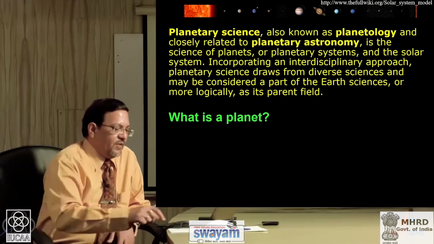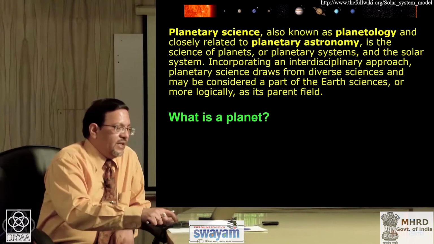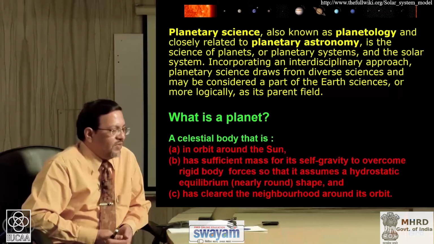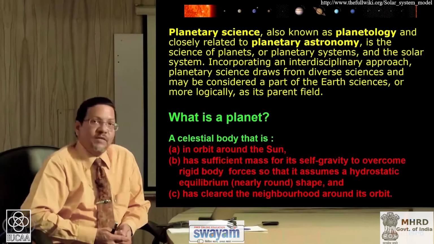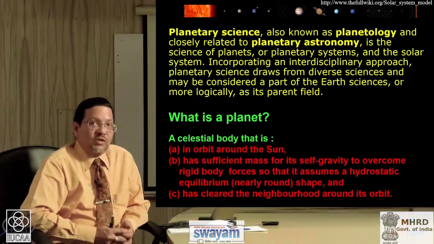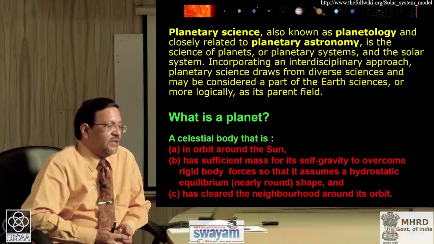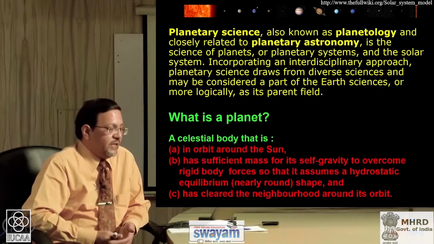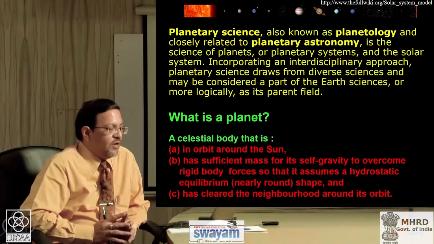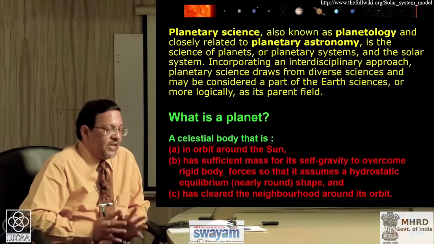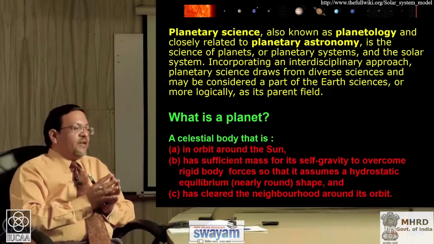Now, what do we call a planet, or how do we define a planet? A planet is a celestial body which needs to fulfill 3 conditions. First, it has to go around the sun. Many of these bodies in the solar system actually go around the sun other than the natural satellites. The second one is that a planet should have sufficient mass for its self gravity to overcome the rigid body forces, which essentially means that a planet should be round in shape.